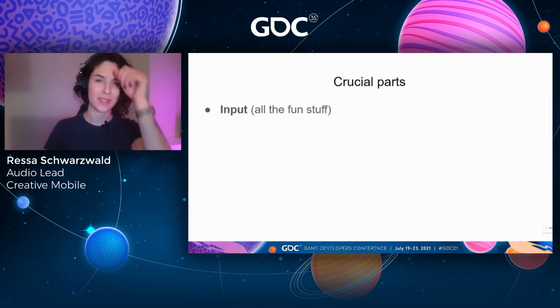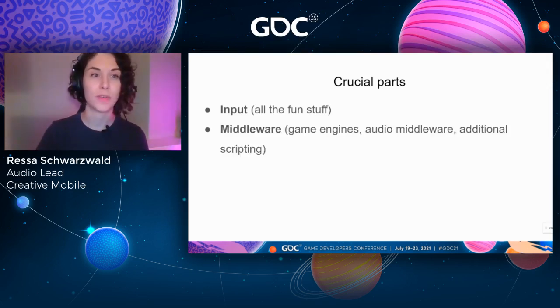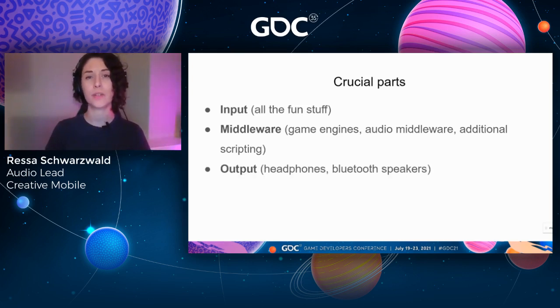There are some crucial parts about this project. For example, the inputs I'll be talking about today. This is the most fun part. The middleware, like game engines, it's currently Unity. Audio middleware, currently I'm using Wwise. And some additional scripting I'll also talk about today. And also there are some outputs like headphones and Bluetooth speakers. Actually, I'm planning to create some surround set from the Bluetooth speakers when I go busking someday, I hope.